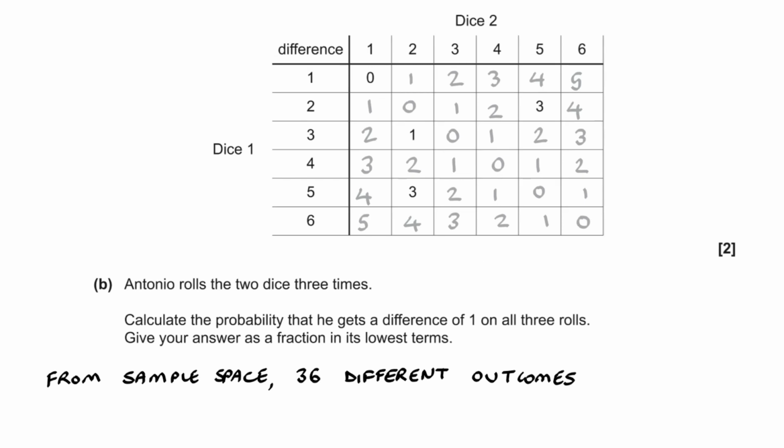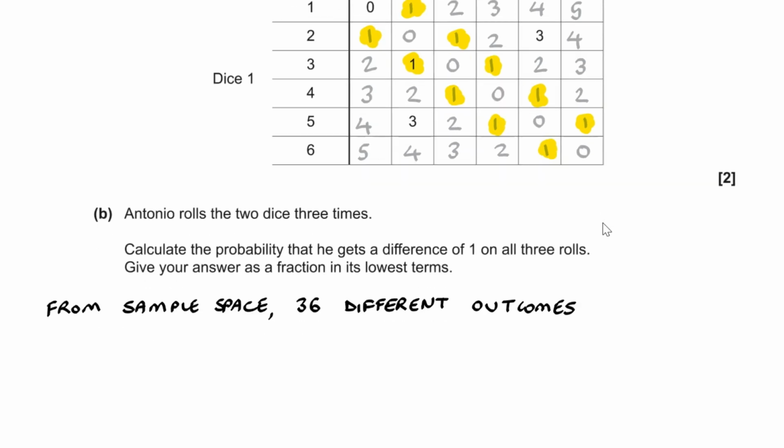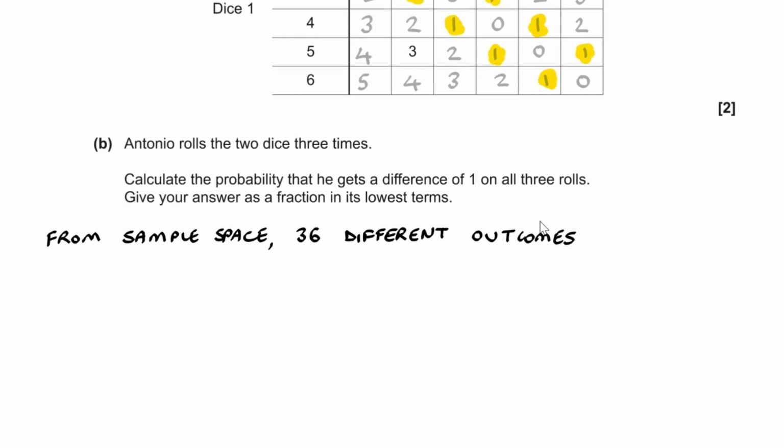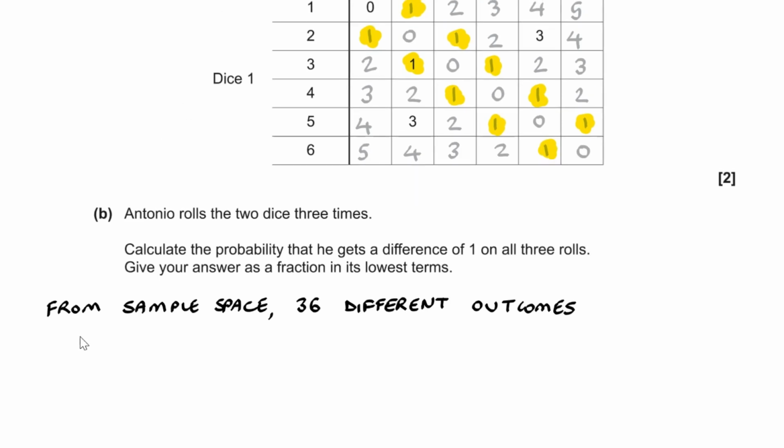So the number of different ways we've got 1: we've got 1, 2, 3, 4, 5, 6, 7, 8, 9, 10. So there's 10 different ways of getting a 1. So let's just write that down.